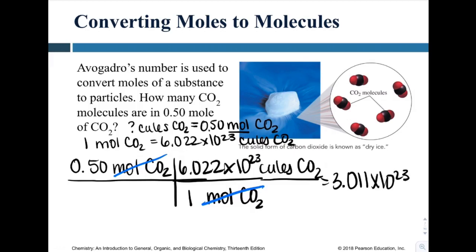We need how many sig figs? If you look at your given information, there are how many? There are 2 sig figs here, so I need 2 sig figs, and so I will have 3.0 times 10 to the 23 molecules of CO2 as my final answer here.